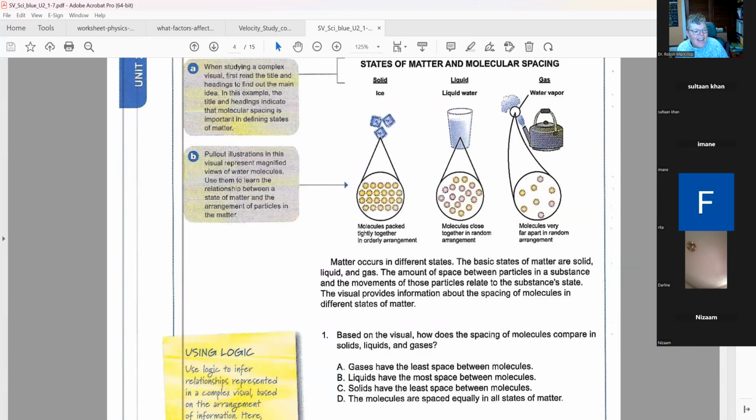Yeah, is it in A? I don't think so. It is actually C. Oh, that didn't work, did it? Because they are asking, the first one is wrong because they say the gas has the least space. No, they have much space. And in a solid, they're really close together because they have no room to move.